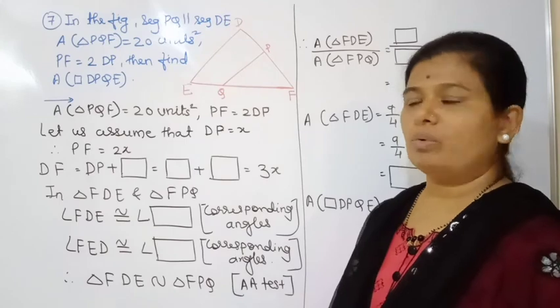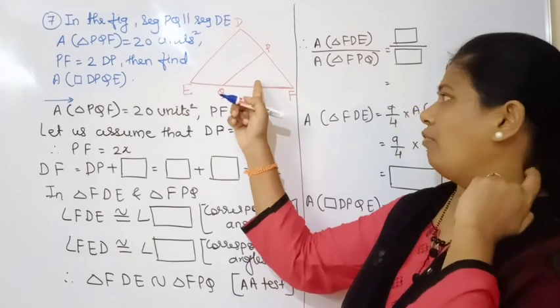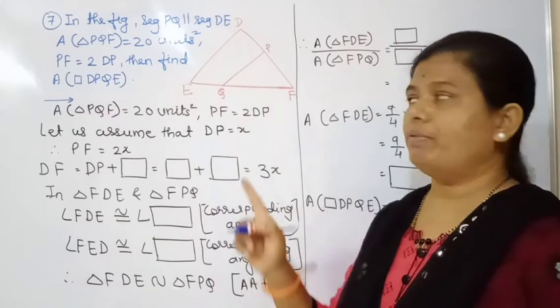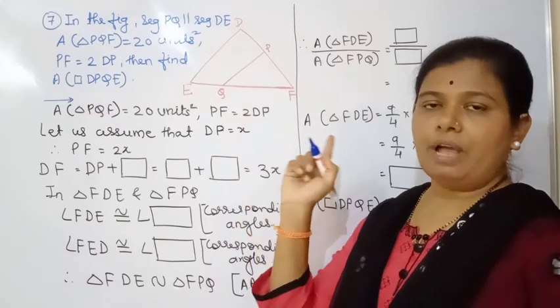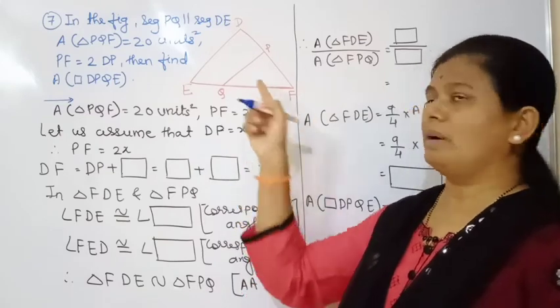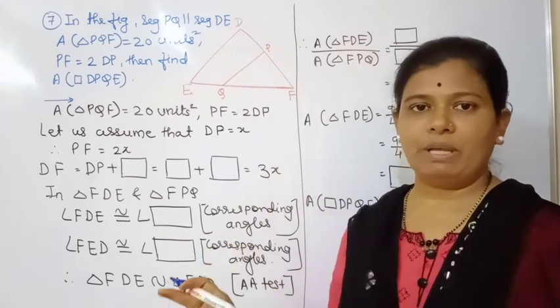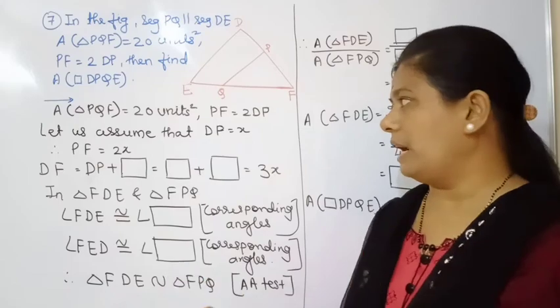So same thing we have to do, and the area of triangle FPQ is given to you. So first of all, we have to find the area of triangle FDE. Once we get the area of this triangle, we can subtract it. Okay. So this question is an activity based question. So we will go through that activity.